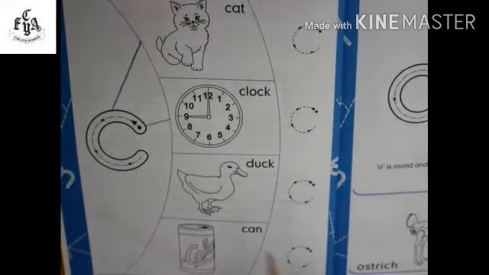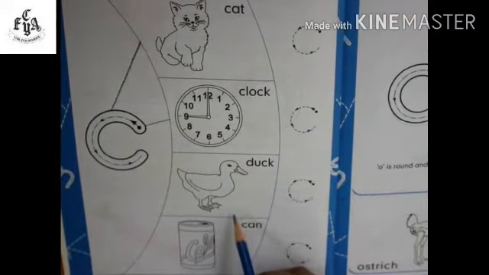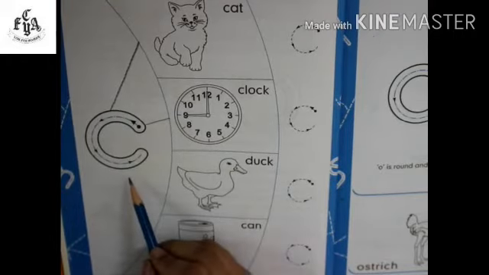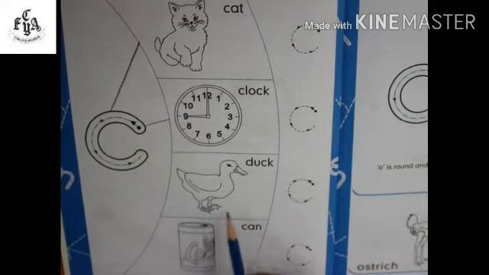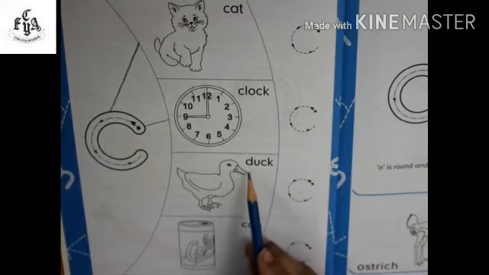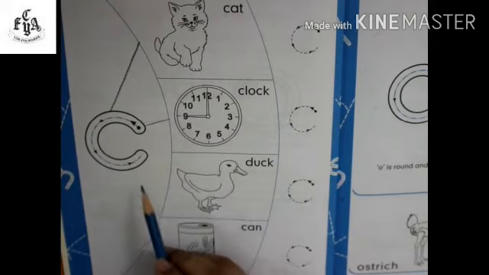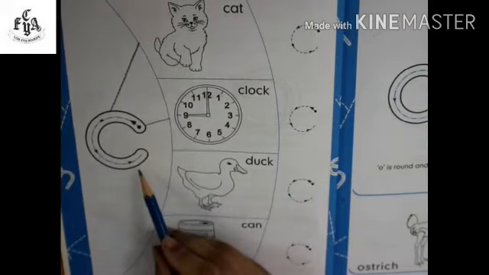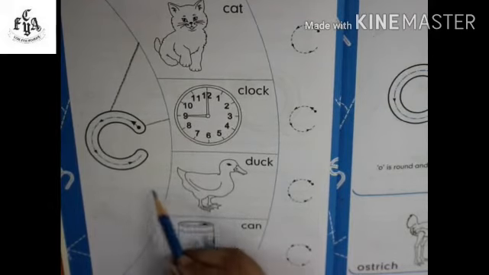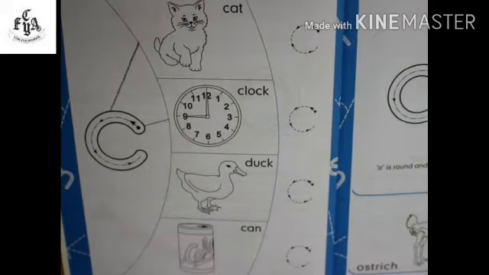The third object is duck. Now the sound of K is K, and the beginning sound of duck is D. So there is no similarity between duck and K. Duck doesn't belong to K. We will not match K with duck.